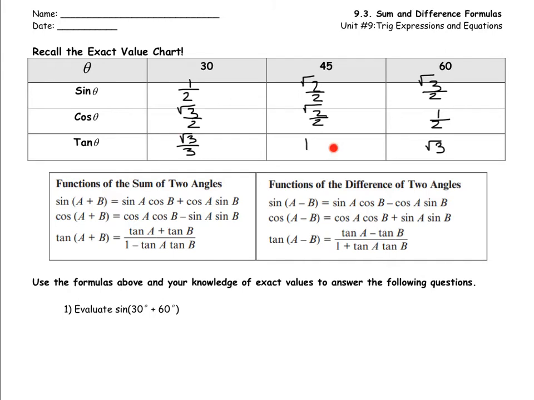Rad 2 over rad 2 is 1. Rad 3 over 1 is rad 3. Remember that tangent is sine over cosine, so I just divided them. Okay. So these are new right here. These are functions of sum of two angles and functions of difference of two angles. We're not going to prove the formulas, but we're going to use them.